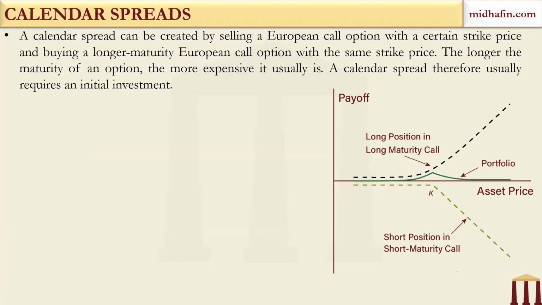Calendar spreads can be either horizontal or diagonal. It is considered horizontal if the times to maturity are different but the strike prices are the same. But if both are different, then it is considered diagonal. Now, calendar spread here has been shown. The black long dashed line that you are seeing is the payoff line.